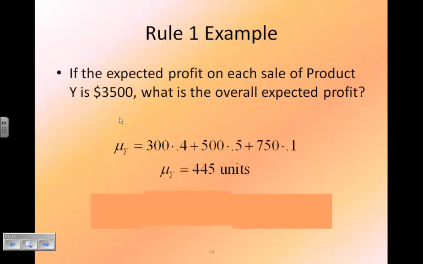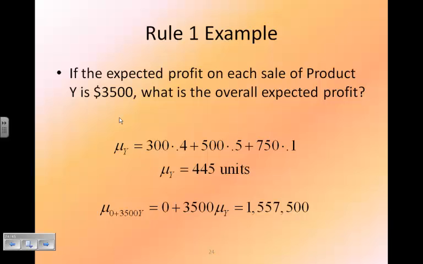If the expected profit on each sale of product Y is $3,500, so product Y, they're going to make more profit, must be a more expensive item, that's why they're selling less of them, we would take the 445, the average expected value that we calculated in the previous slide. They're expecting to make $3,500 per item, so we could use rule number 1 to figure out that their expected profit on this product is $1,557,500.